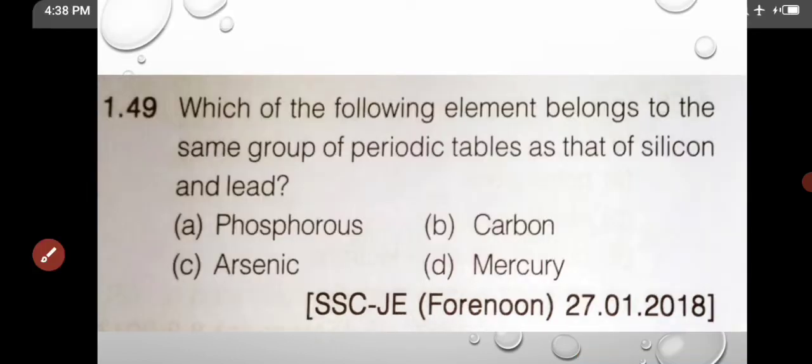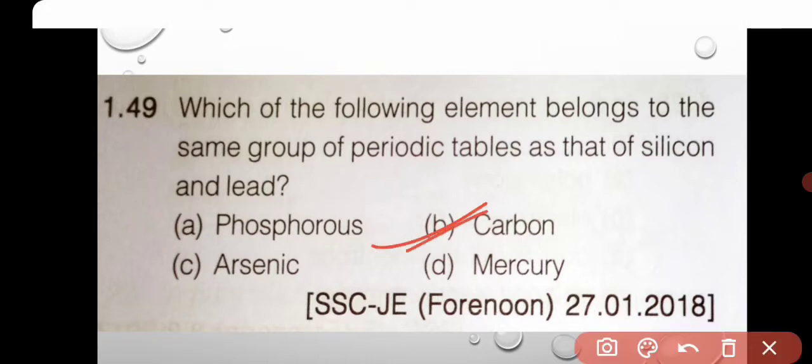Now the next question is which of the following elements belongs to the same group of the periodic table as that of silicon and lead? If we talk regarding its explanation, silicon is a member of group 14 of the periodic table, the same group as that of carbon. So here the correct answer will be option B, that is carbon.